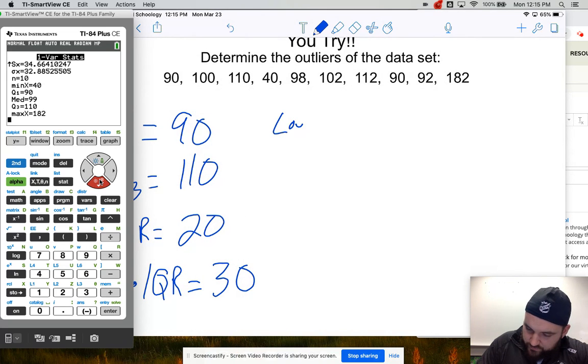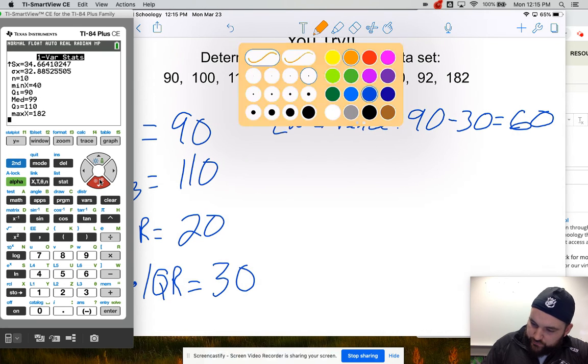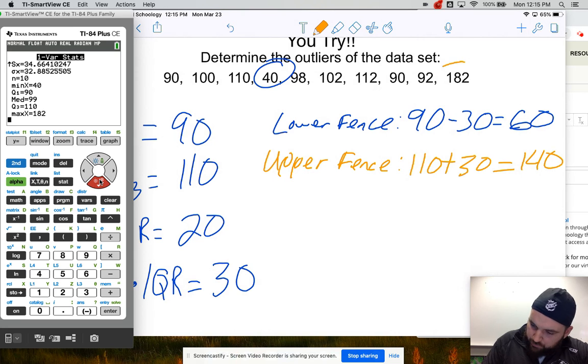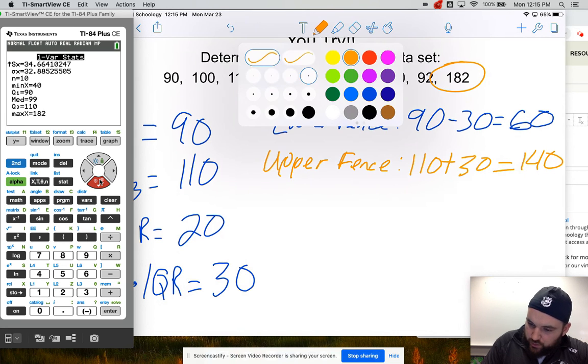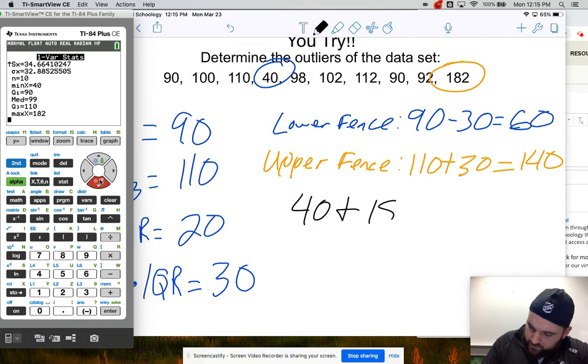So my lower fence is 90 minus that magic number 30, which is 60. So anything less than 60 is an outlier. And sure enough, 40 matches that description. And then if we switch colors here to get the upper fence, I'm going to take Q3, which is 110, and I'm going to add 30 to that. So 140 is my upper fence, and it looks like 182 is the only outlier there. So 40 and 182 are both outliers in this data set.